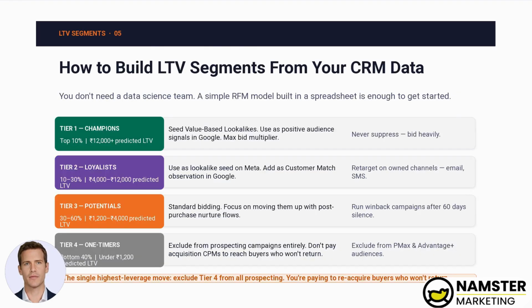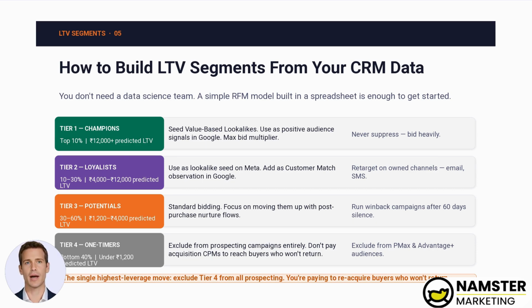You do not need a massive data science team to build LTV segments. A simple RFM model in a spreadsheet is a perfect starting point. We categorize users into 4 tiers. Tier 1 are your champions, the top 10%, where you should bid most heavily and never suppress. Tier 2 are your loyalists, perfect for retargeting on own channels like email and SMS. Tier 3 are potentials who need post-purchase nurturing to move up the value chain.